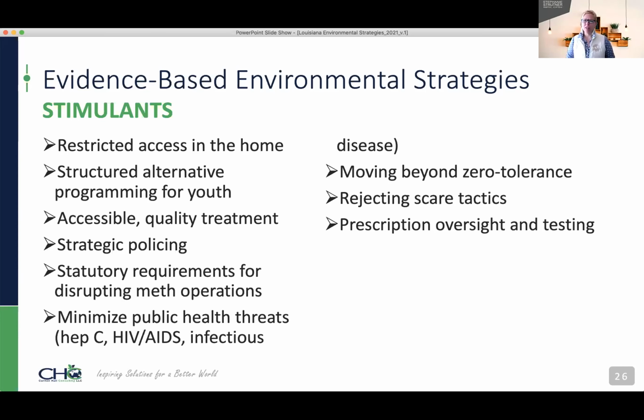So again, when we're talking about stimulants, methamphetamine, of course, falls into this category. The policing is very different when we think about stimulants versus opioids, for example, especially those prescription opioids, having statutory requirements for disrupting meth operations. So those clandestine methamphetamine production labs, which we're not seeing as many of in the United States now as we were before we really started to enforce that. But what we're seeing now is, of course, the trafficking of crystal meth inside our border.